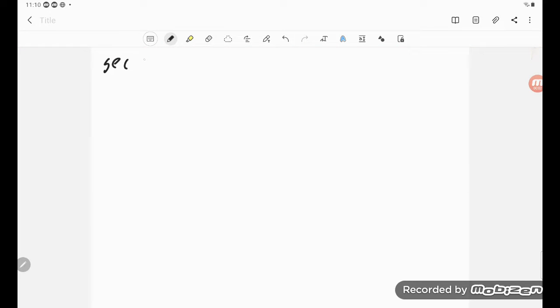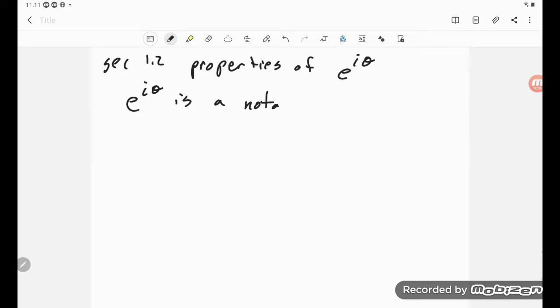Okay, so section 1.2. Now we're going to look at properties of e to the i theta. They tend to use a phi as opposed to a theta, but I like using a theta. Now they make a very good point of saying, e to the i theta is a notation.